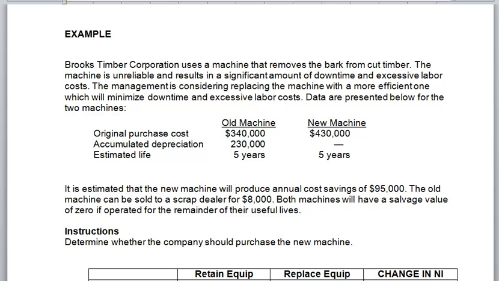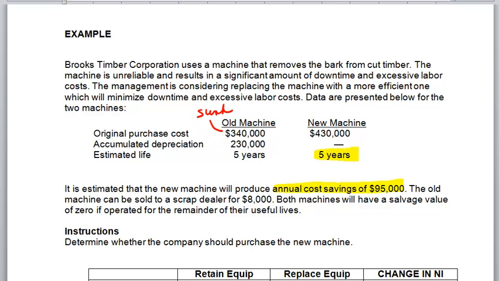So, for the old machine, the original purchase cost was $340,000. That again is sunk cost and irrelevant. The $430,000 for the new machine is relevant. Accumulated depreciation, we don't care about it because again it's part of the old piece of equipment. Estimated useful life for both is 5 years. It is estimated that the new machine will produce an annual cost savings of $95,000. So that $95,000 we'll see every year for 5 years.